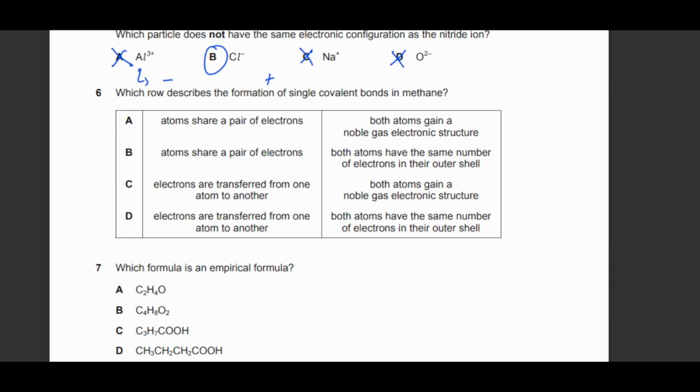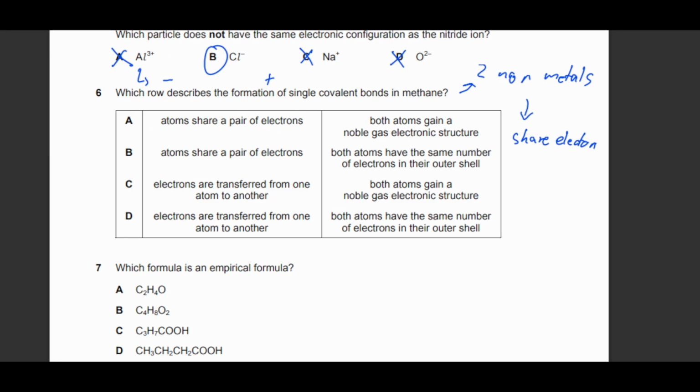Now, question 6. Which row describes the formation of single covalent bonds in methane? Okay? First, single covalent bonds. So what's the definition of a covalent bond? A covalent bond first needs to involve two non-metals, and the covalent bond needs to also share electrons, right? Unlike an ionic bond, where they take electrons. In a covalent bond, they share electrons, right?